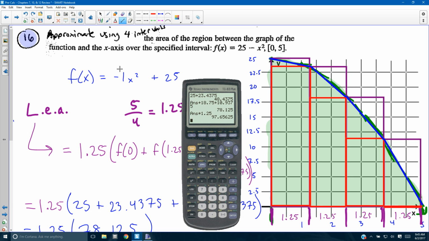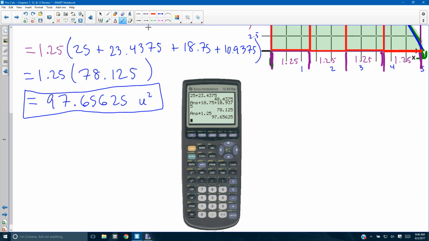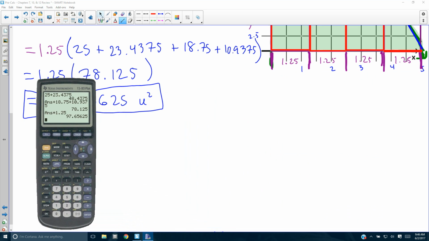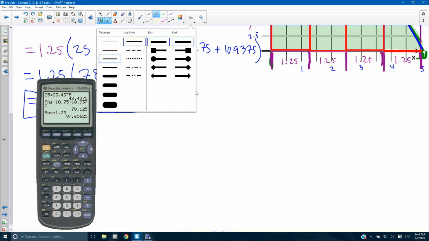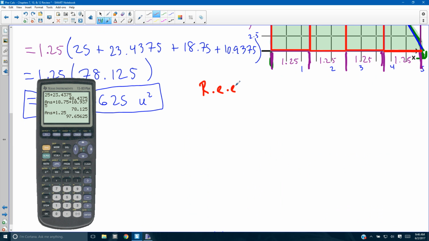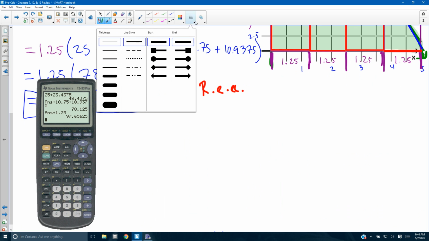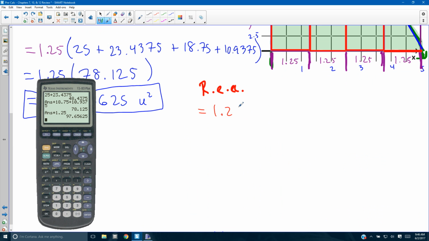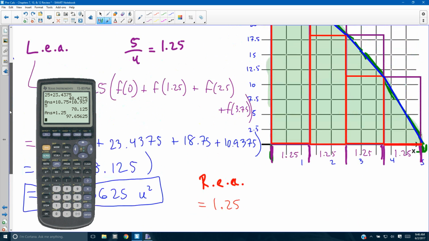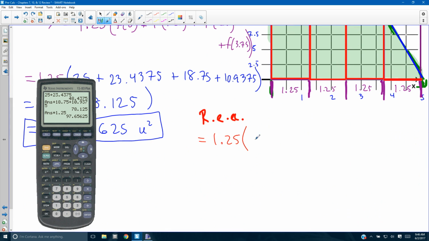But let's first do right endpoint approximation and figure out what that one's going to be based on what we have here. So for right endpoint approximation, REA, we're going to do the same thing, same widths. It's going to be 1.25 widths. And now we're not going to do f of 0. We'll do f of 1.25 plus f of 2.5 plus f of 3.75. And the rightmost endpoint here is f of 5. Now, f of 5 we already know to be 0.